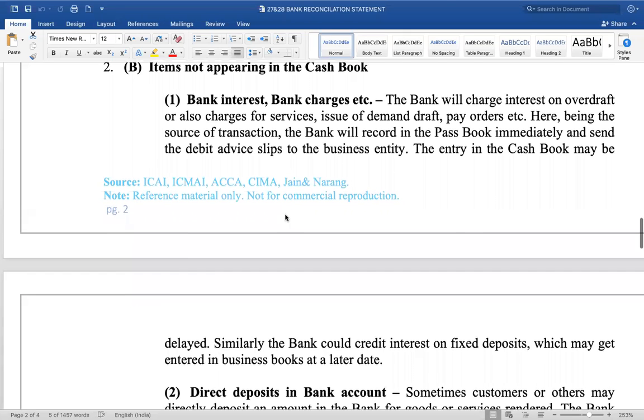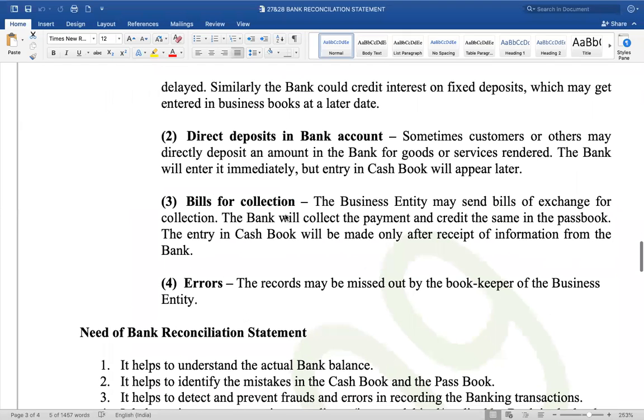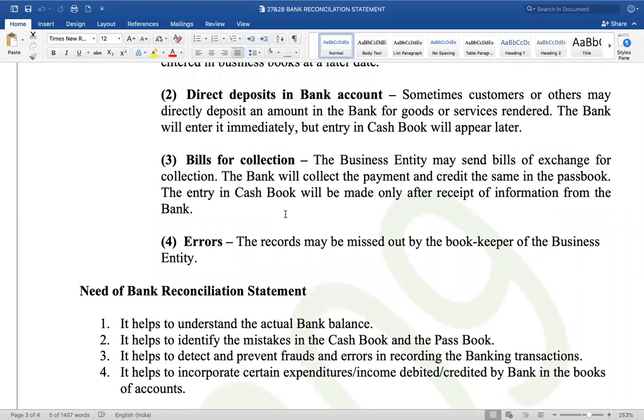Okay, right. Next, direct deposits into the bank. Read it, Malik. Direct deposits in the bank account. Sometimes customers or others may directly deposit an amount in the bank for goods or services rendered. The bank will enter it immediately, but entry in the cash book will appear later.